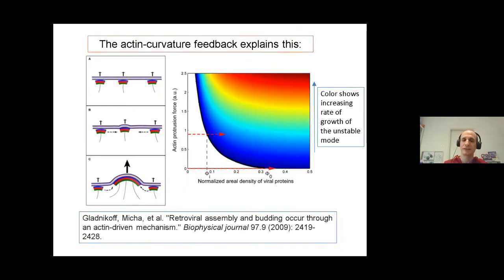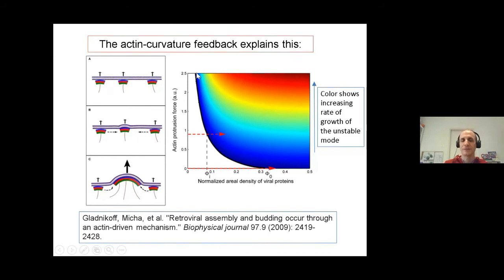And you can explain it directly from the theory that I showed you before. You can plot as a function of the actin protrusive force and the areal density of these viral proteins, which have exactly the kind of combination of properties that we want. They are spontaneously curved, just like we want, and they recruit actin polymerization. And why are they curved like that? Because they need to form a closed virion.